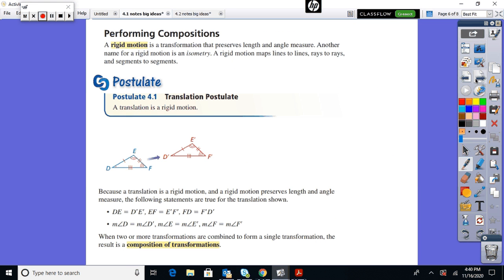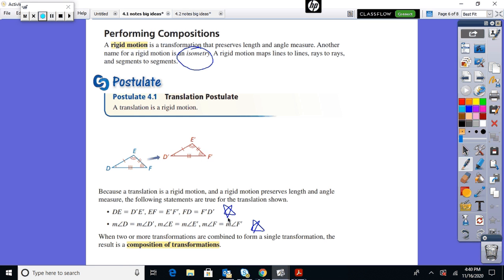All right, and finally today we have rigid motions, or another word for that is an isometry, is just basically you're moving the figure, you're not changing its size or shape. In this section, we're sliding it. Later, we're going to flip it and spin it, but right now we're just sliding it. And since we don't change the angle measure or the segment length, then it's called an isometry or a rigid motion.